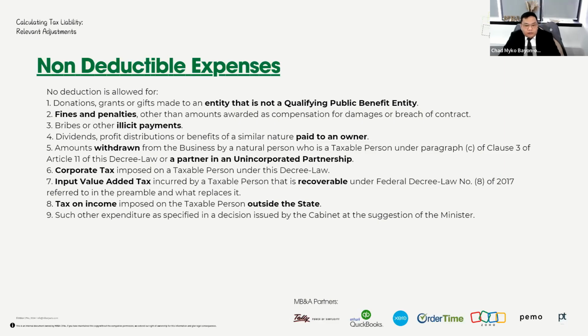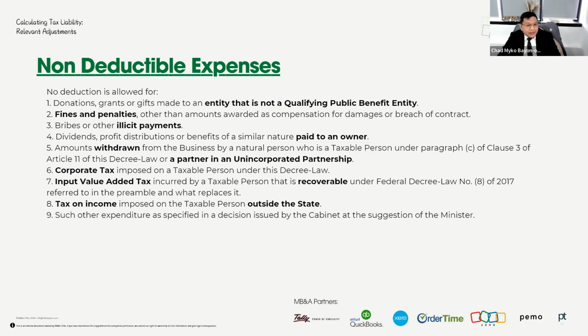So maybe one of the considerations as well for the accountants is to make sure you will be having a separate chart of accounts for donations, grants, and gifts. And you need to identify whether those donations are to a qualifying public benefit entity. So that list is available in the list provided by the FDA.